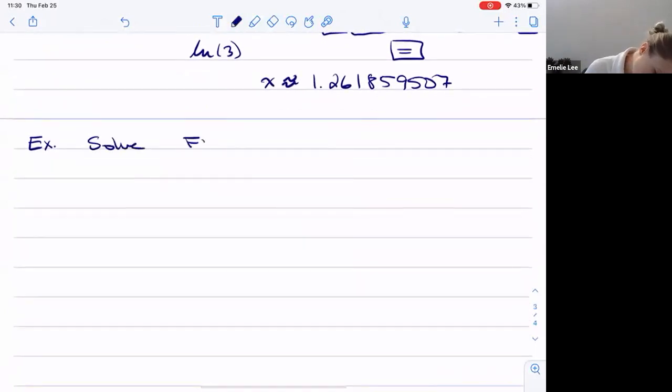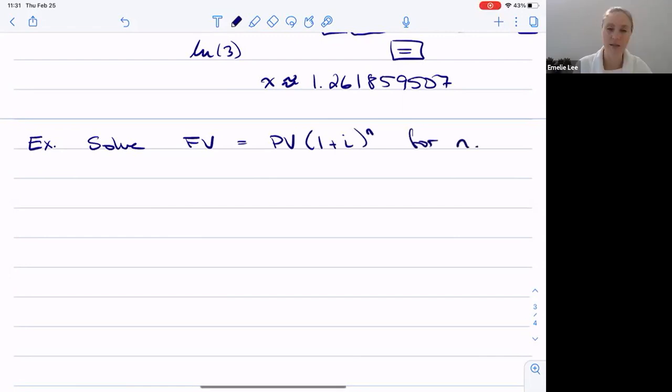Solve, and we don't know what the future value and the present value are. Well, maybe you do, but we as a class haven't talked about the future value and the present value quite yet. But of course we're getting there. But the future value and the present value, even though they're using 2 letters each, they're actually just one thing. So FV is one thing and PV is another thing, just so it doesn't get confusing. FV equals PV times (1 plus i) to the power of n, for n.